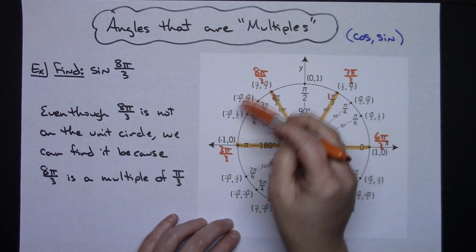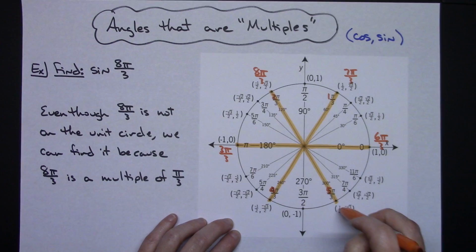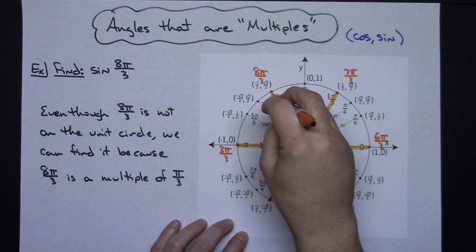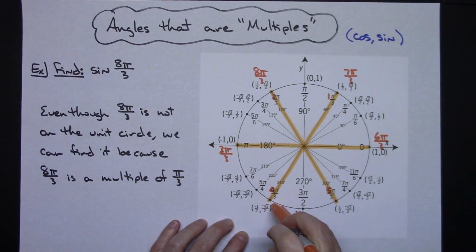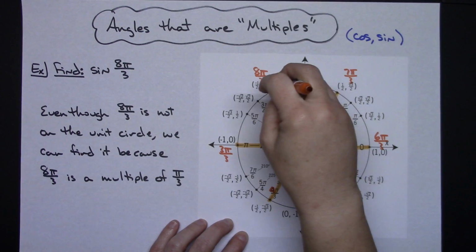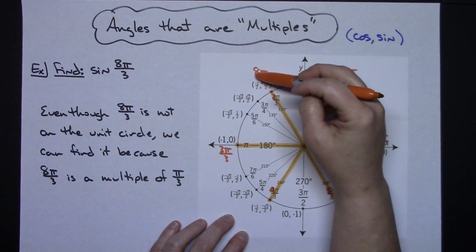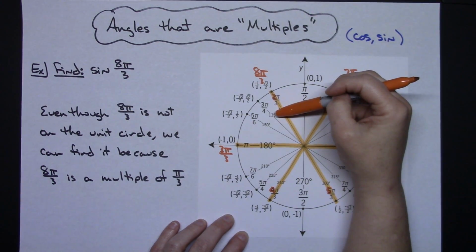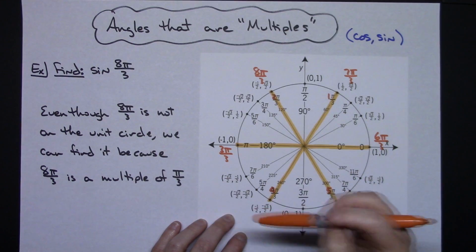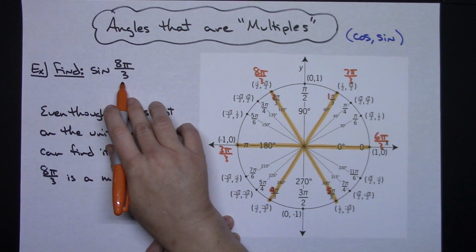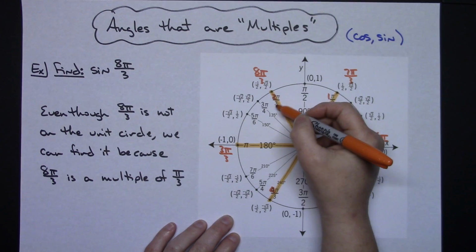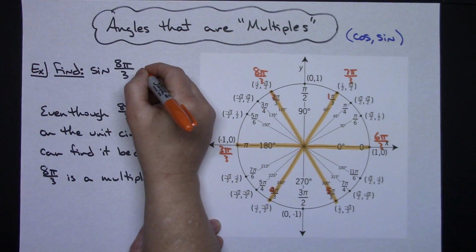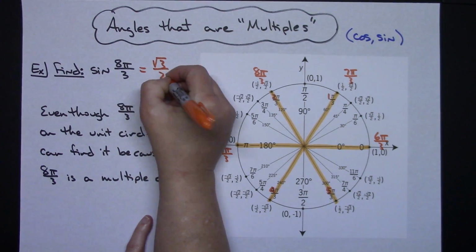If I had to keep going, 9 pi over 3, 10 pi over 3, 11 pi over 3. Okay, so it just keeps going. So 1 pi over 3, 2 pi over 3, 3 pi over 3, 4, 5, 6, 7, 8. So I can calculate that right here is 8 pi over 3, which is at the exact same spot as 2 pi over 3. Okay, so once I have done my multiples and counted all the way around my circle, if I need the sine of 8 pi over 3, I'm going to look right here at my 2 pi over 3 because it's the exact same spot, and sine there is square root of 3 over 2. So my answer is square root of 3 over 2.